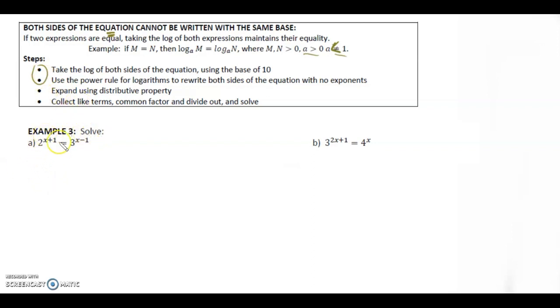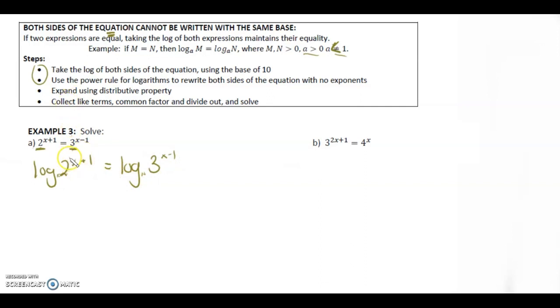So example 3, solve. We have 2 to the x plus 1 equals 3 to the x minus 1. Since these are different bases and we cannot rewrite the 2 as a 3 or a 3 as a 2, not without doing a decimal and trial and error, right? We want exact answers. I'm going to log the left-hand side, giving us log, and then, of course, base 10, of 2 to the x plus 1. And I'm going to log the right-hand side. So log of 3 to the x minus 1.